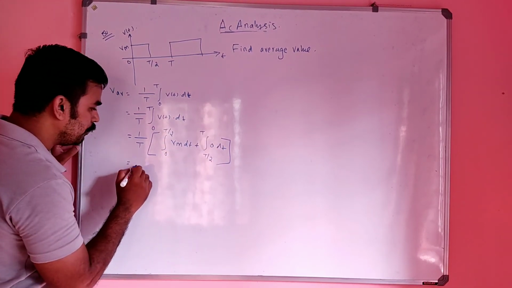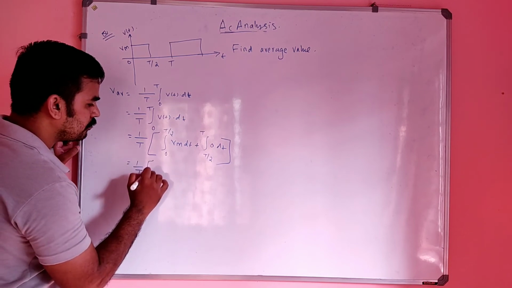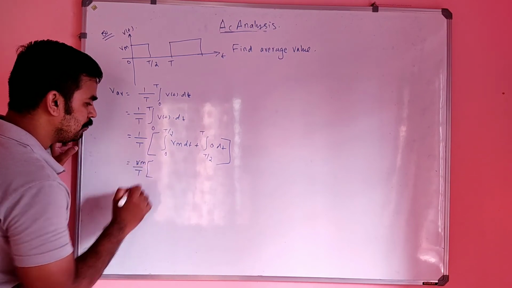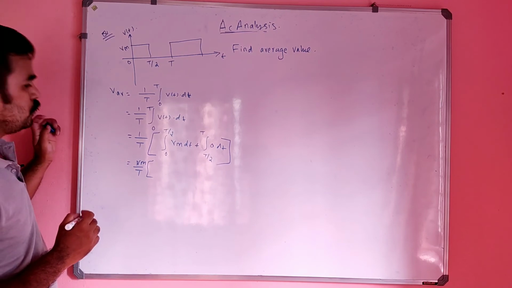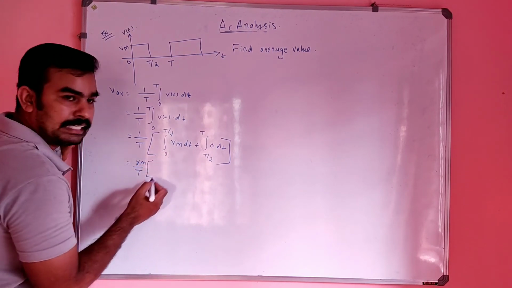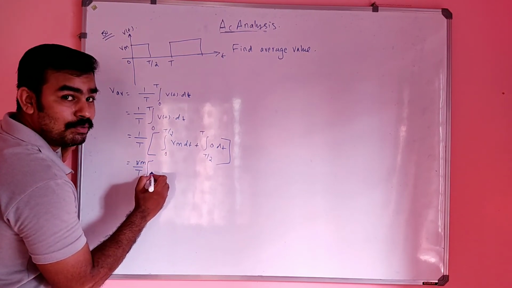That means which is equal to 1 by T, Vm can be taken outside, Vm by T, right? So what is the integral of dt? It is simply T.